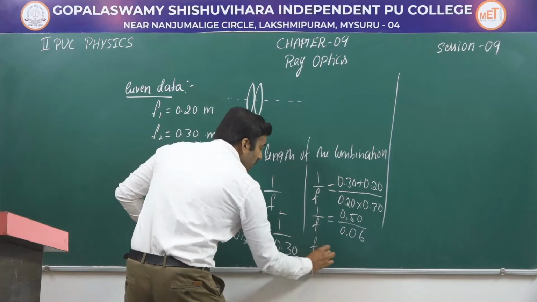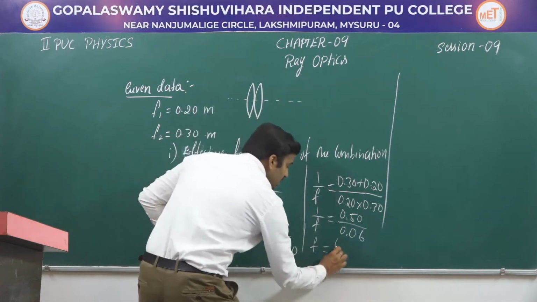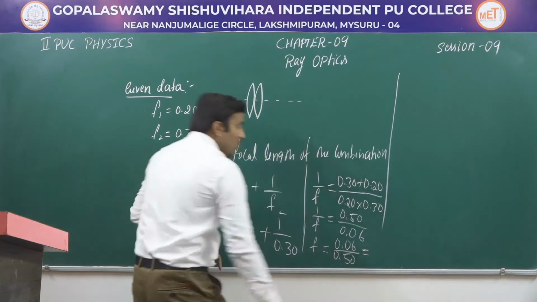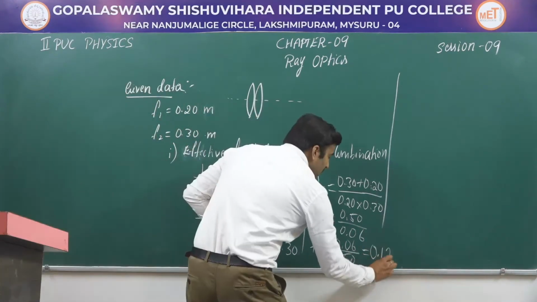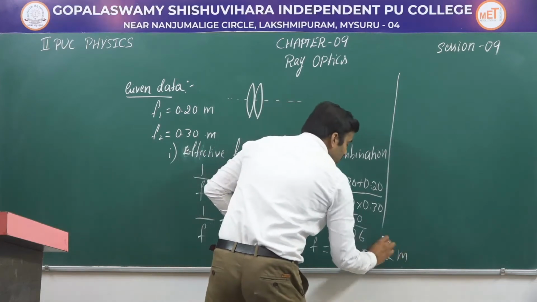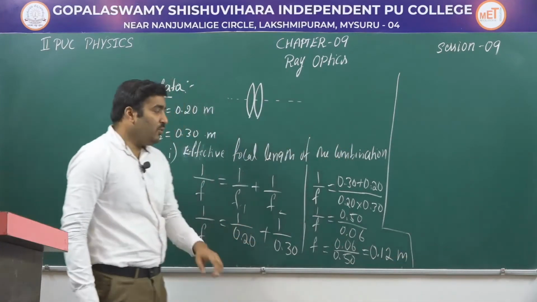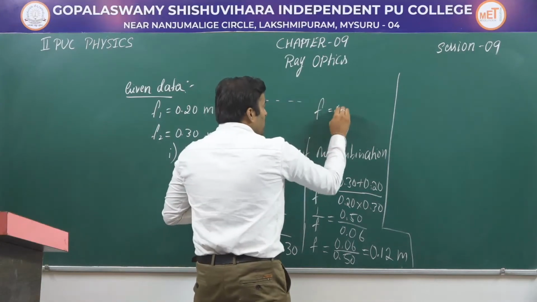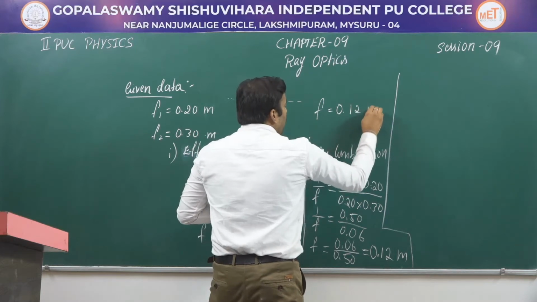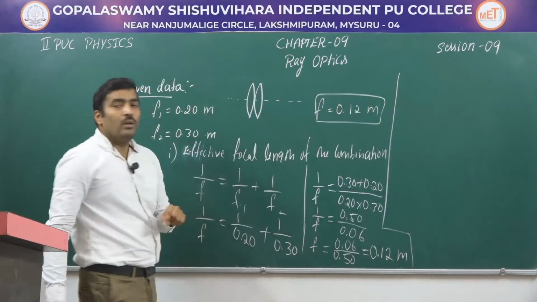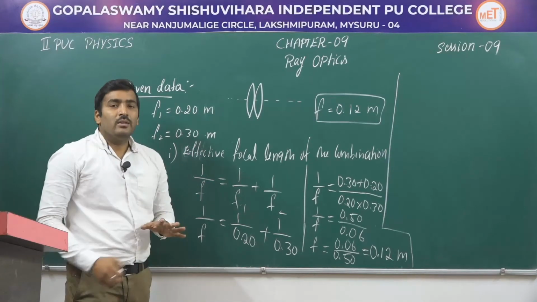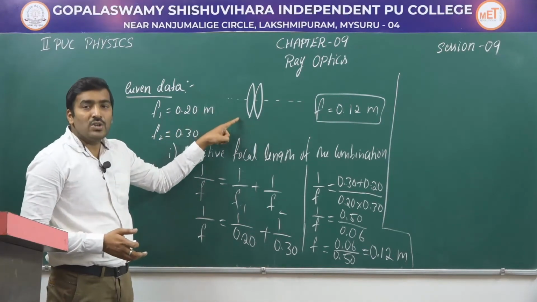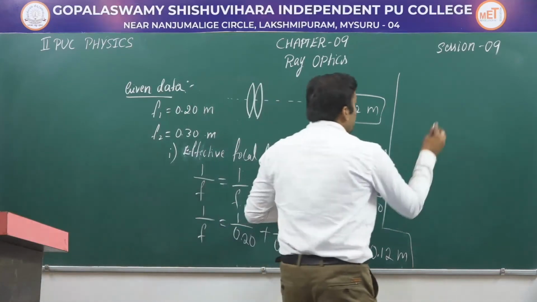If I want f, what I can do is reciprocate this. So 0.06 divided by 0.50 gives 0.12 meter. So we got the value of the effective focal length of the combination of lenses as f is equal to 0.12 meter. Then they have asked one more question here. What is the power of the two lenses and also the combination? So let us find that.